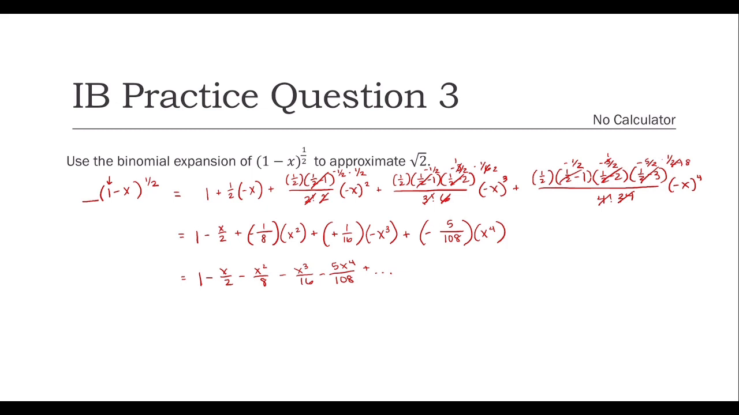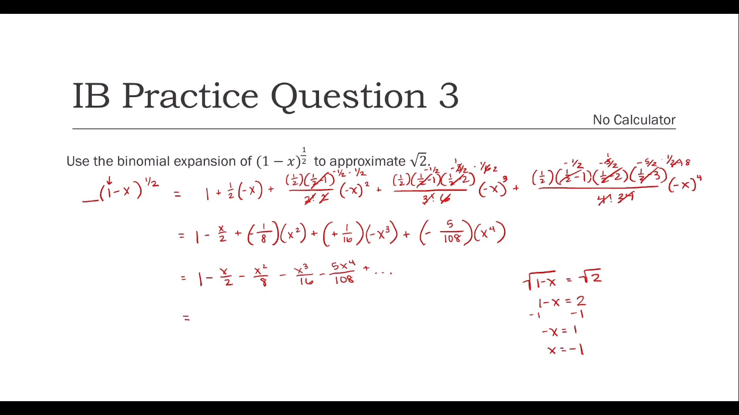So we're approximating the square root of 2. So the original, the square root of 1 minus x, we need that to equal the square root of 2. So 1 minus x needs to equal 2. We'll subtract 1 from each side. So we get negative x equals 1. So x has to equal negative 1. So we're going to plug in negative 1 for x.